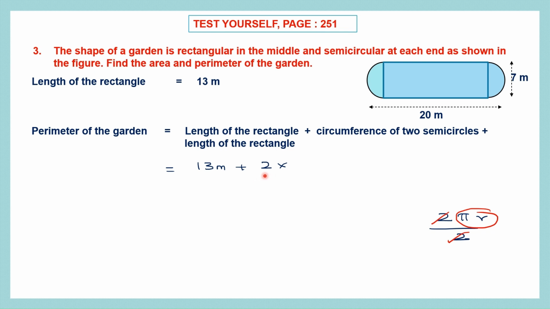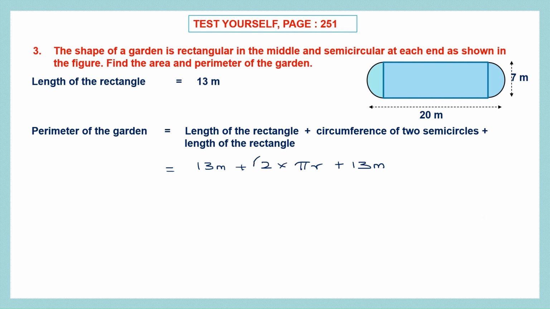Now I have put 2 here because we're talking about two semicircles. Now I can write this formula pi r here. So 2 into pi r will give us this part, circumference of two semicircles. Now I continue and say plus length of the rectangle again plus 13 meters. So this will give us the perimeter of the entire garden.